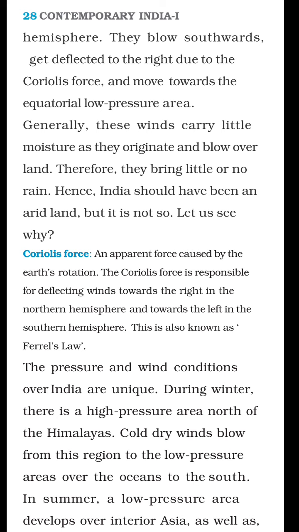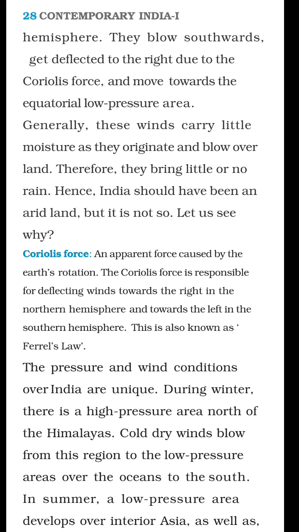Next paragraph, we are going to see the pressure and the wind condition over India, which are unique. Please follow along with the lesson book. You can listen to me and see the lesson on the mobile also, but always take a pencil and sit in the class so that you can underline things. The pressure and the wind condition over India are unique. Why is it unique? That is the major thing coming, so please underline it.